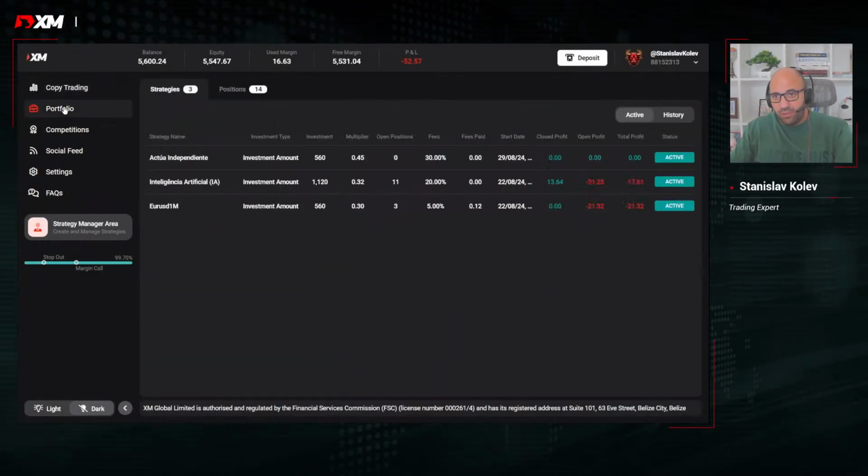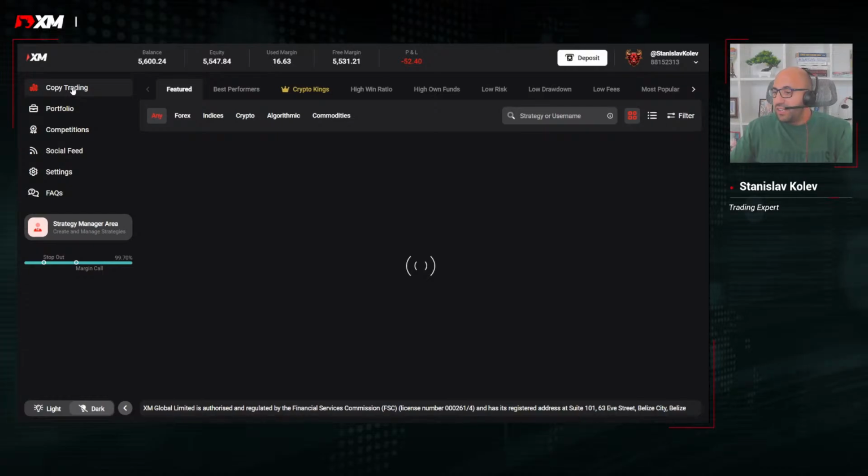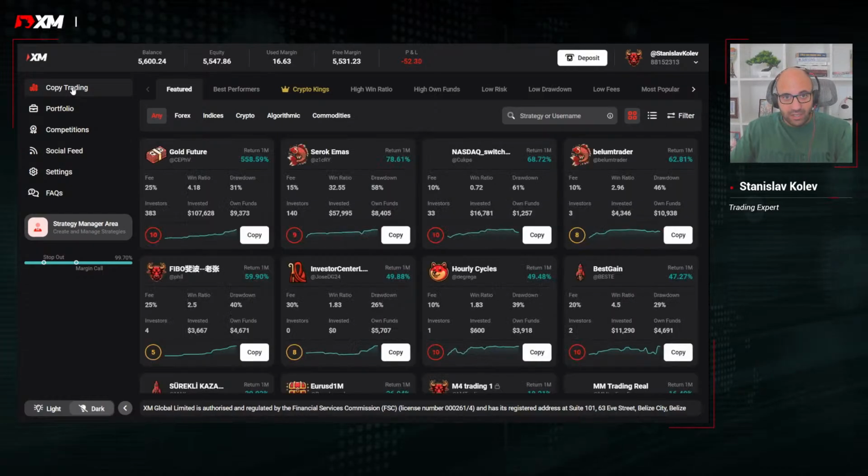If we get into portfolio, you see, Actúa Independiente, por favor. And we got this 560 bucks. Multipliers don't care, right? They probably have about $1,000 and something dollar. That's what is there. The fee for it is 30%, and that's pretty much it. So we get to the next one. We get to copy trading, and we have enough time to copy something else as well.